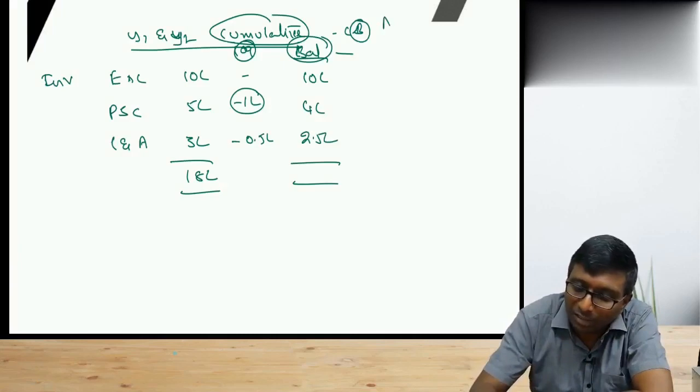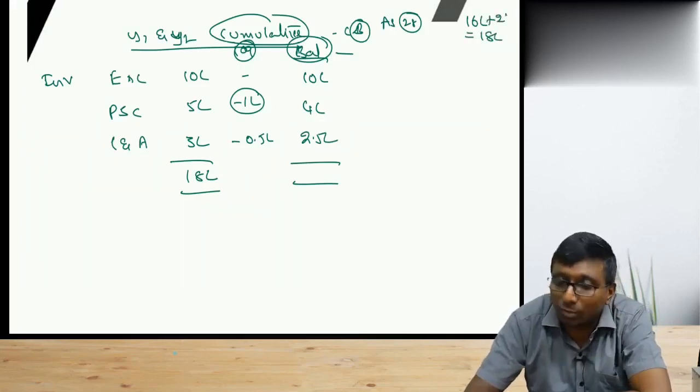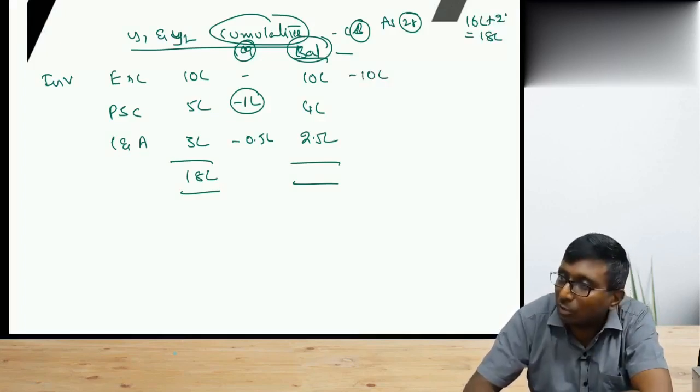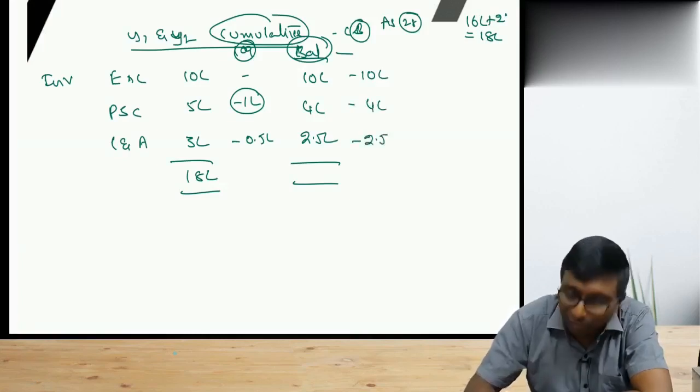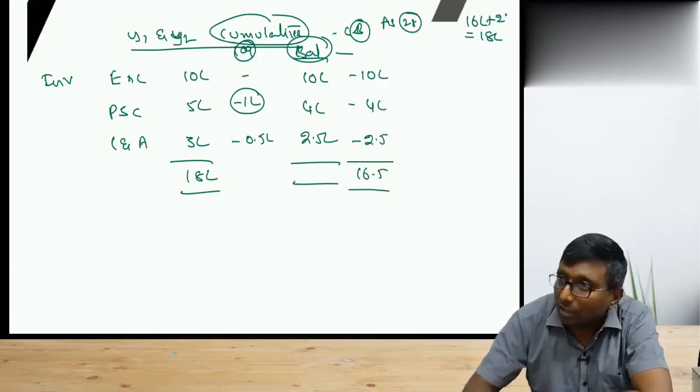Now, what are your losses of Ind AS 28? How much, my dear friend? First year 16 lakh rupees you got. Next year 2 lakh rupees you got. Have you got totally 18 lakh rupees of loss or not? In 18 lakh, what do I do? Minus 10 lakh I'll do. Correct? Minus 4 lakh I will do. Minus 2.5 also I will do. Correct? Totally how much did I do? 16.5 I did. Correct.